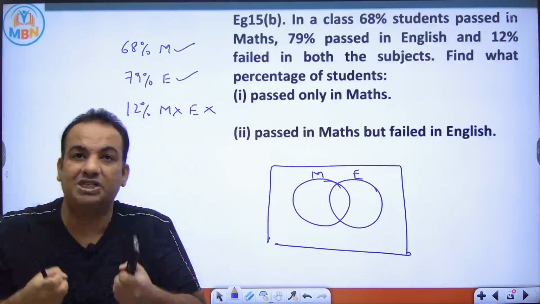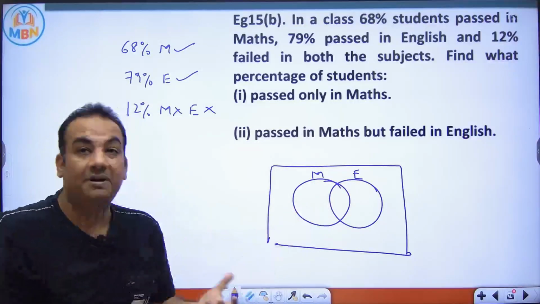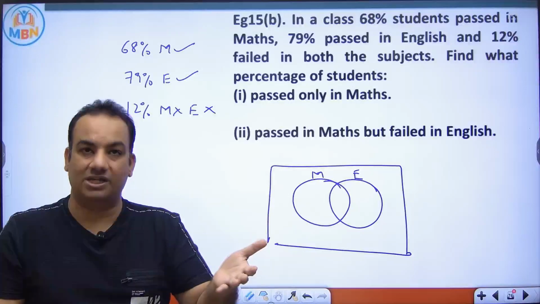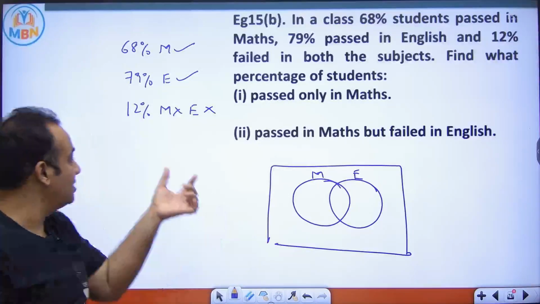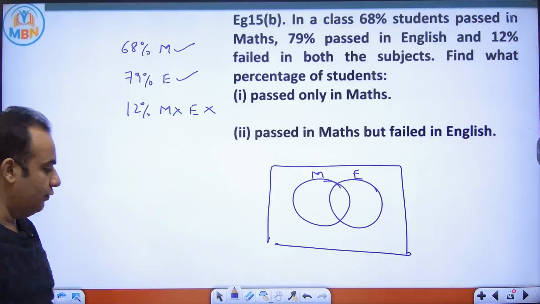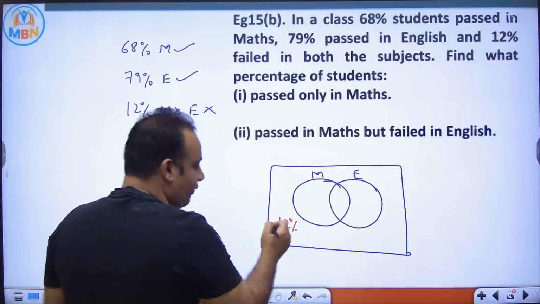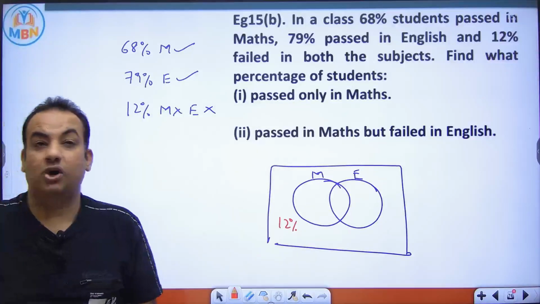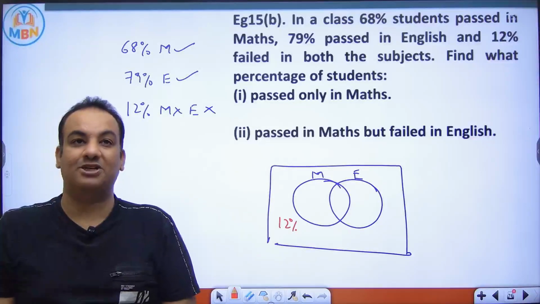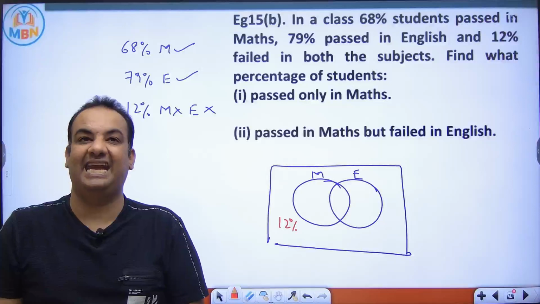Now, my first priority is to fill this part. But this value is not given to me directly in the question. So what is given to me directly in the question? 12%, those who failed. So where are those 12%? Outside the circle. So these are the 12% who failed in both the subjects. Out of 100%, 12% failed in both the subjects. So what is left? 88%.